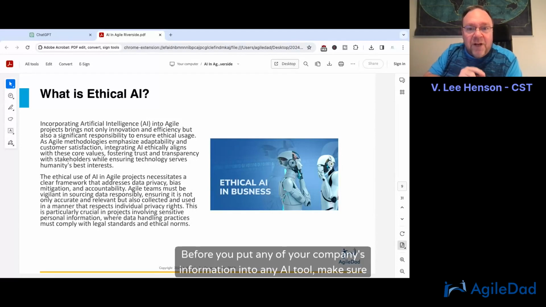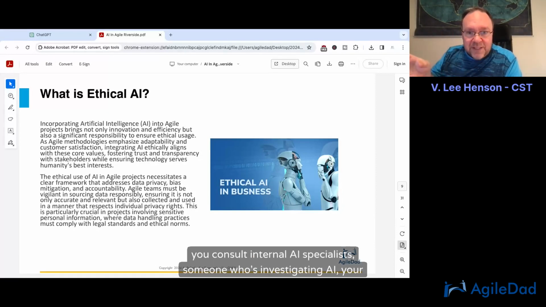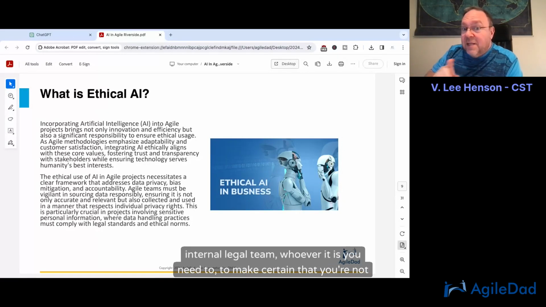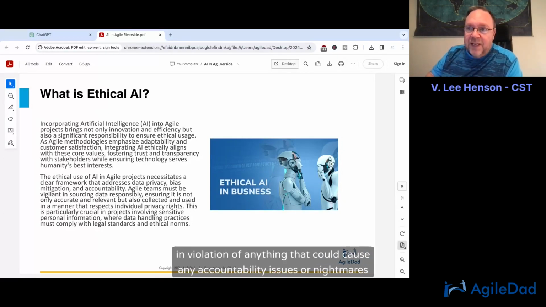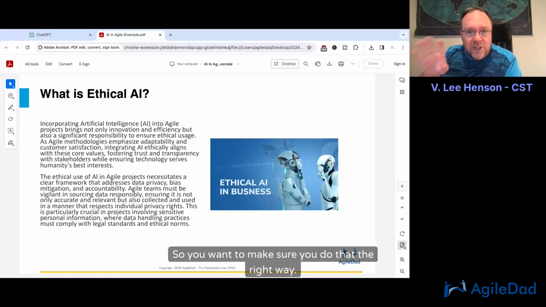Before you put any of your company's information into any AI tool, make sure you consult internal AI specialists, someone who's investigating AI, your internal legal team, whoever it is. You need to make certain that you're not in violation of anything that could cause any accountability issues or nightmares for you and your company. So you want to make sure you do that the right way.